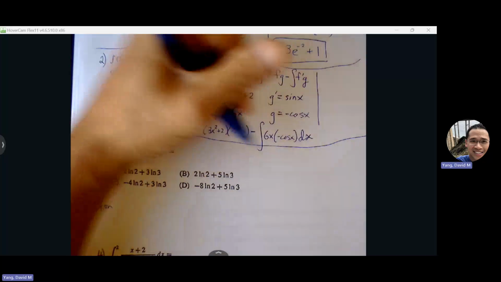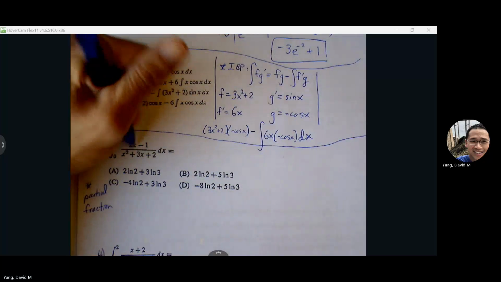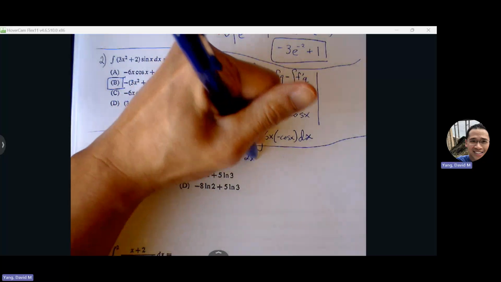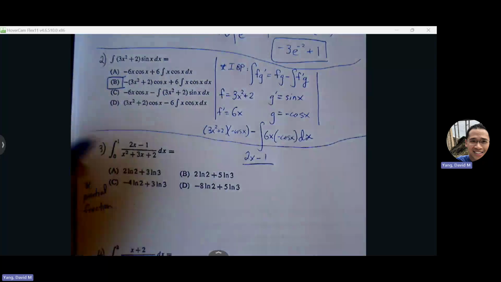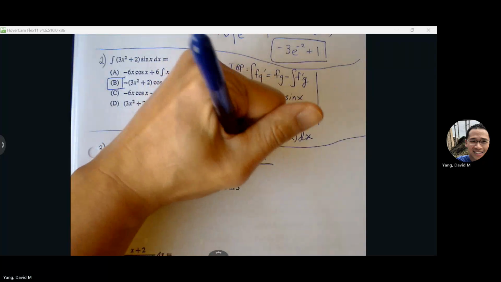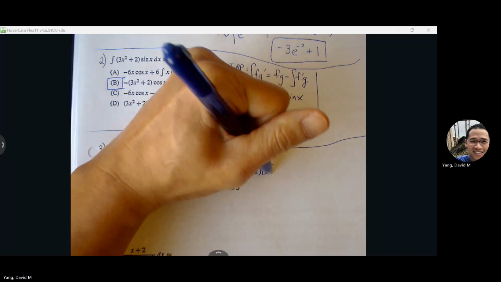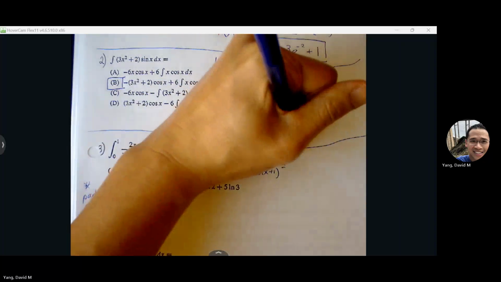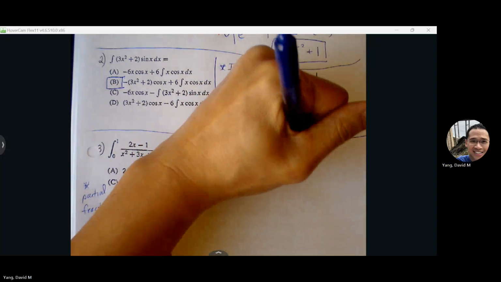So let me get this expression factored out in the denominator. Multiplies to be 2, adds up to be 3. And then we can begin breaking into our separate parts.